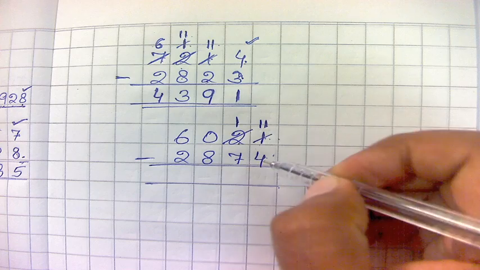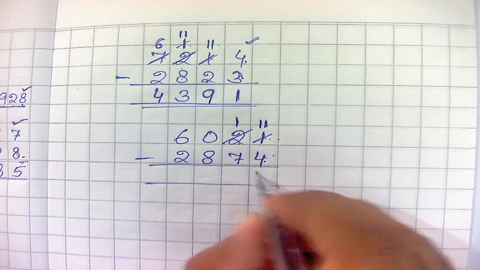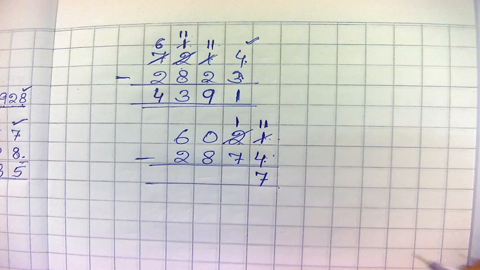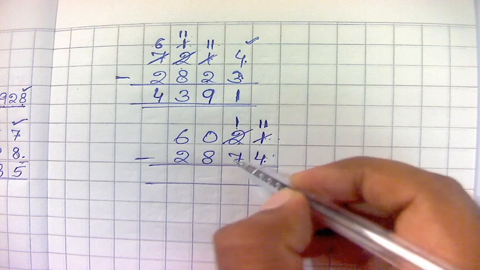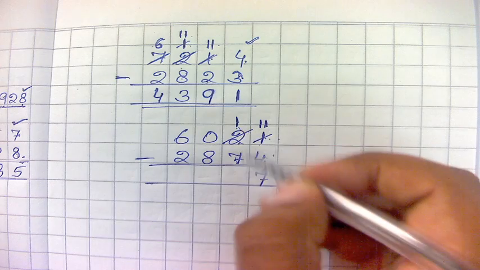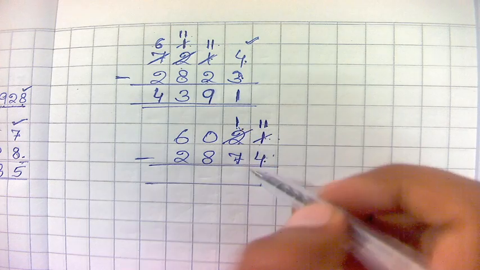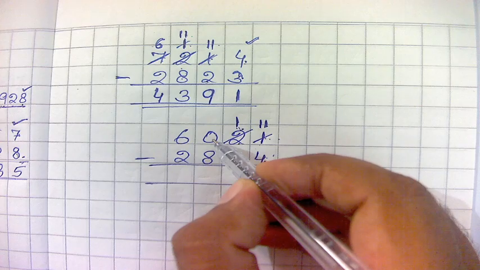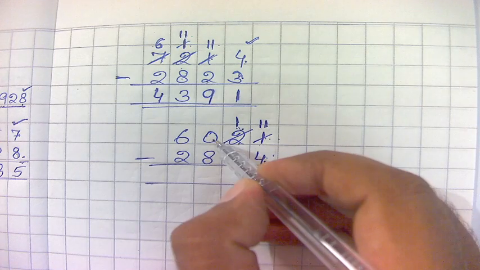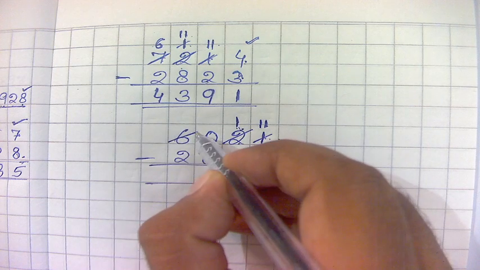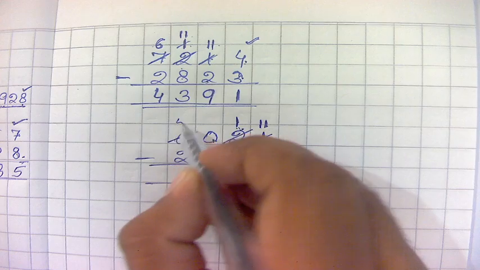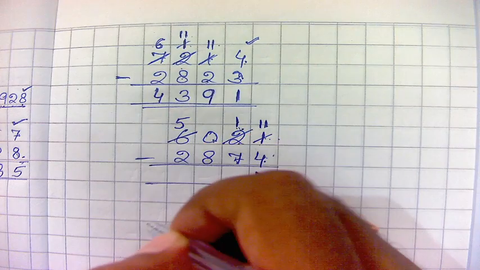So 11 minus 4, when you do, it is 7. Now here 1 is left, so you cannot again subtract 7 from 1. Then what will we do? We will borrow from 0. But is it possible? No. So we will borrow from 6. So from 6 when you borrow, here you are left with 5.